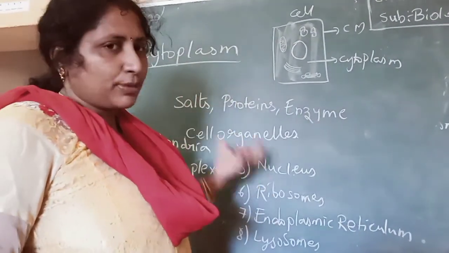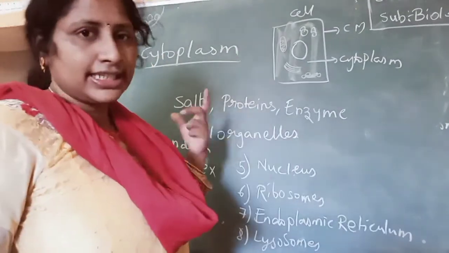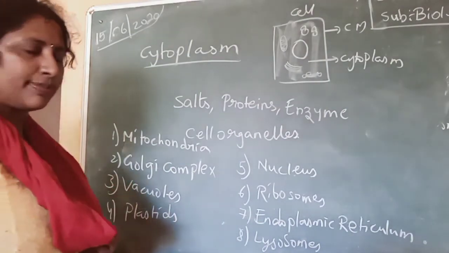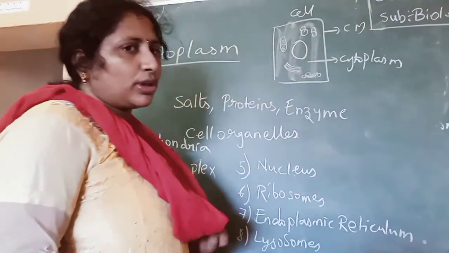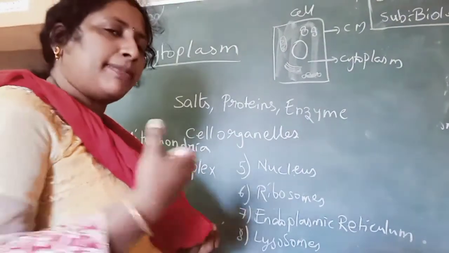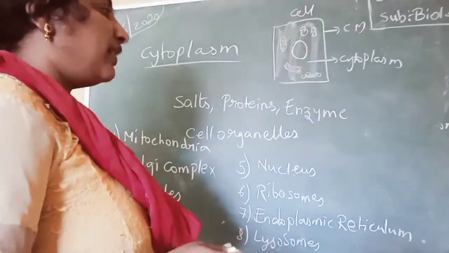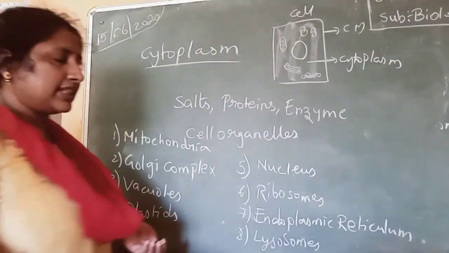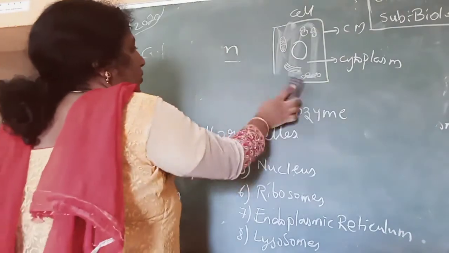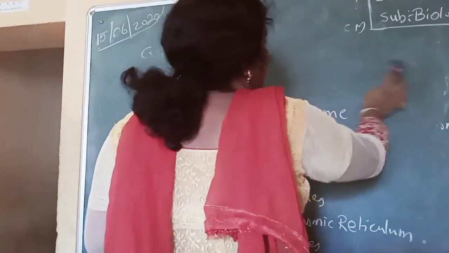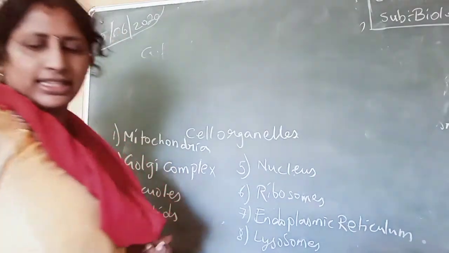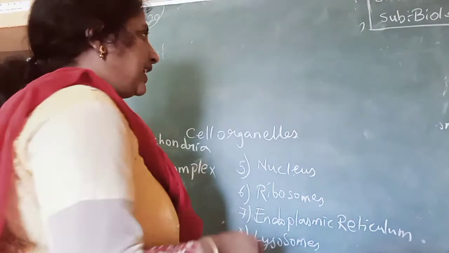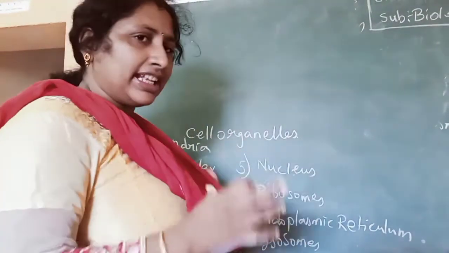So where is the position of the cell organelles? In the cytoplasm. So cytoplasm is a fluid which consists of several salts, proteins, enzymes, and the most important is all the cell organelles are present inside the cytoplasm. Now if you see the prokaryotic cell and eukaryotic cell, we have already discussed what is prokaryotic cell and what is eukaryotic cell. Prokaryotic cells are simple cells in which the genetic material is not organized in a well-defined way.